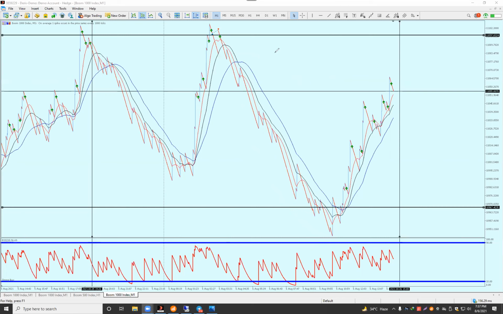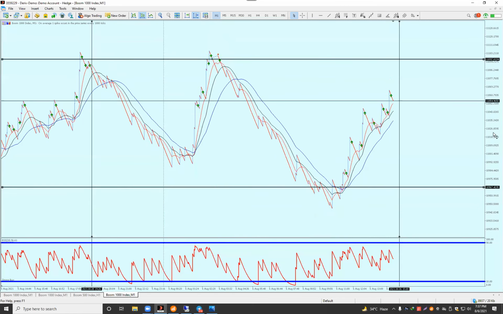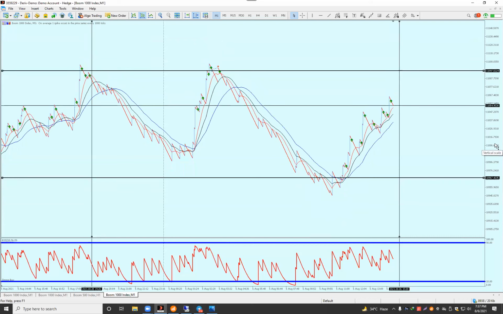Okay, sir. At the beginning, I joined late because of my network. I heard you talk about stochastics. Is the stochastic supposed to be used in crash or in the boom? On all pairs, you can use the stochastics. All pairs. But on the higher time frame, H1 or above H1. That's when we can use the stochastics.